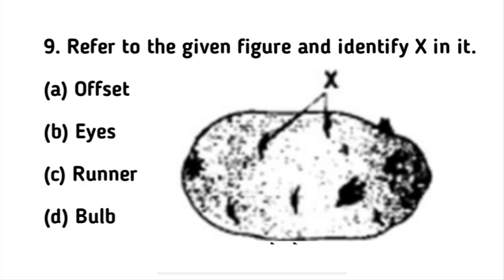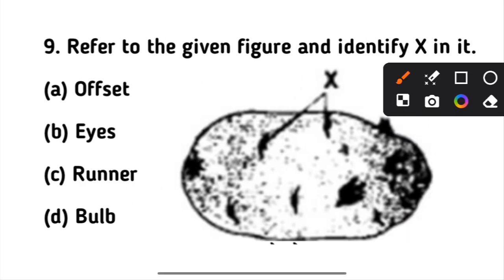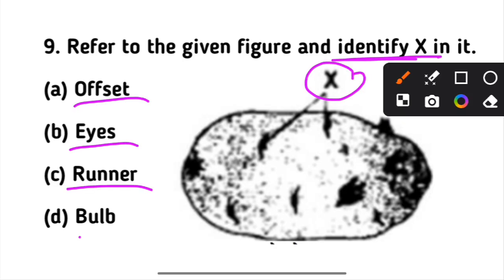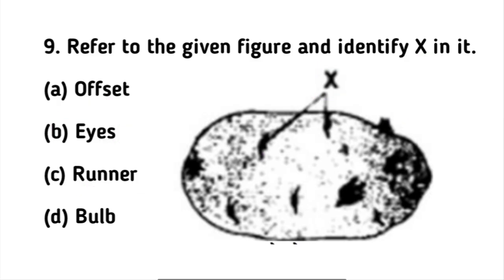Next question. Refer to the given figure. Identify X. Option A, offset. Option B, eyes. Option C, runner. Option D, bulb. Option B is correct, eyes. These are the eyes of the potato. Next question.